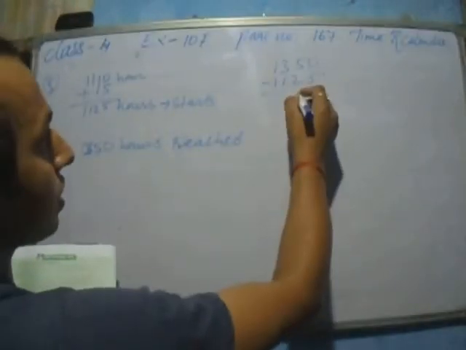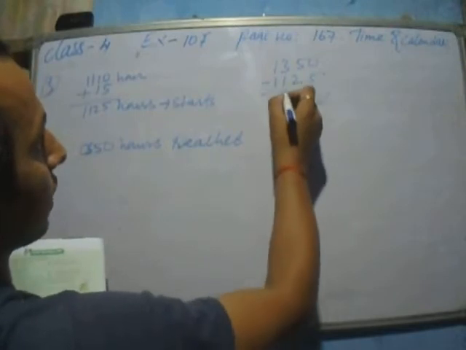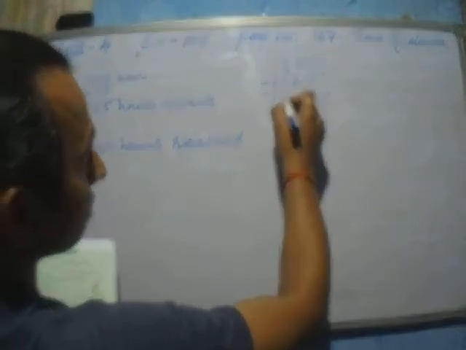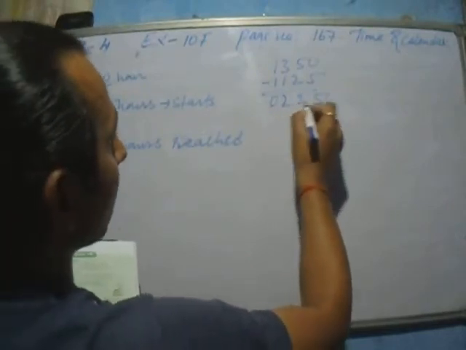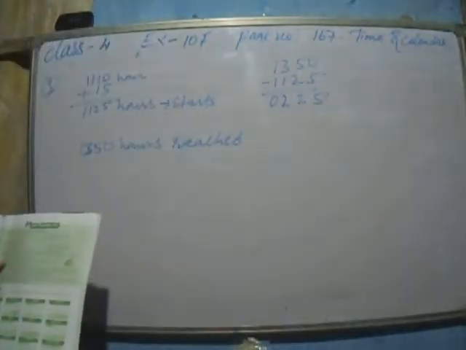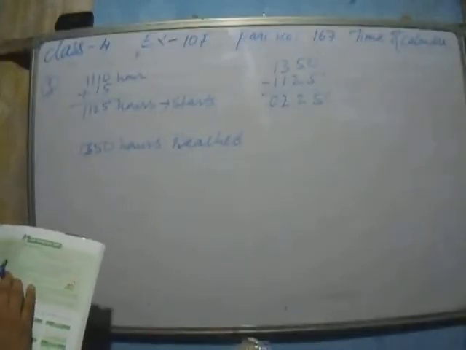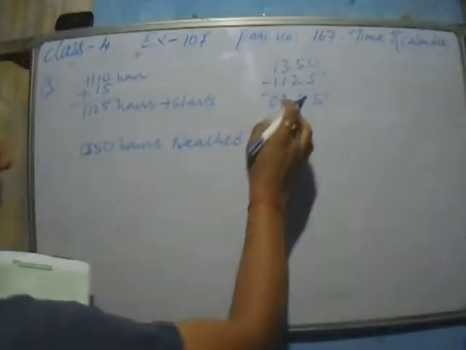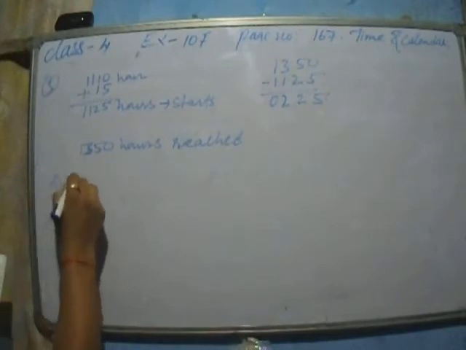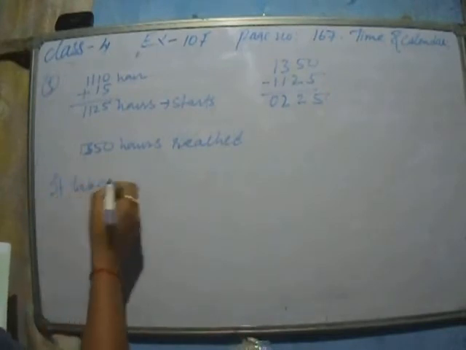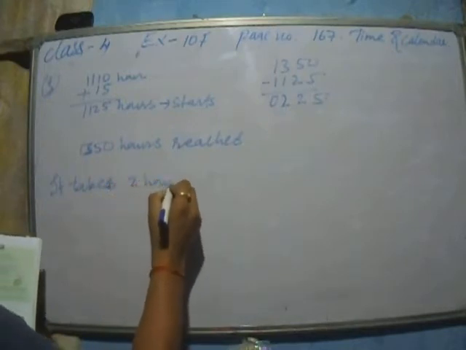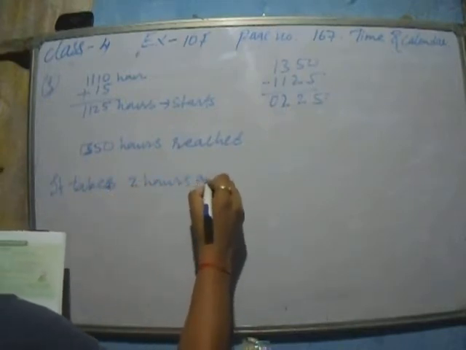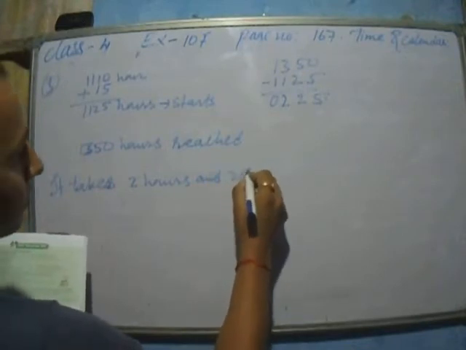4 minus 2 is 2. Now here 3 minus 1 is 2, then here 0. So it is 2 hours 25 minutes it took. Okay, 2 hours 25 minutes. So it is said here, how long does it take to reach its destination? So it takes 2 hours and 25 minutes.